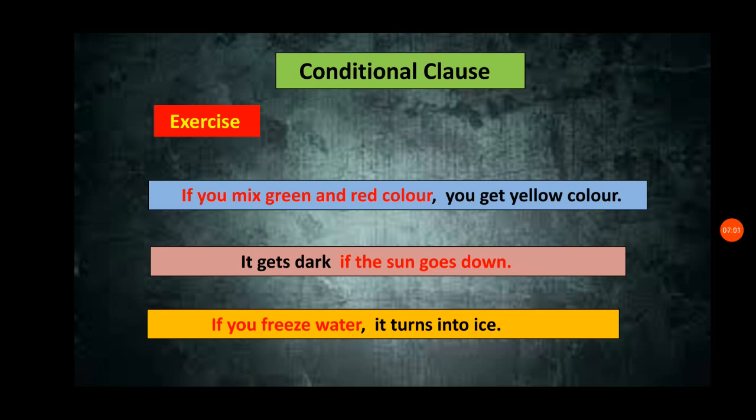And the next sentence, it gets dark if the sun goes down. It is also a universal truth. Without sun, there is no light. The world would be dark. So every day after 6 o'clock in the evening, it gets dark as the sun goes down. So it is also a universal truth. If you freeze water, it turns into ice. The water turns into ice cubes when we keep it in the fridge. We know this fact very well.